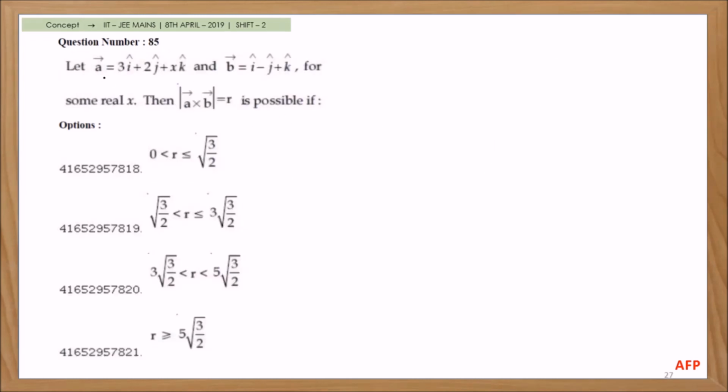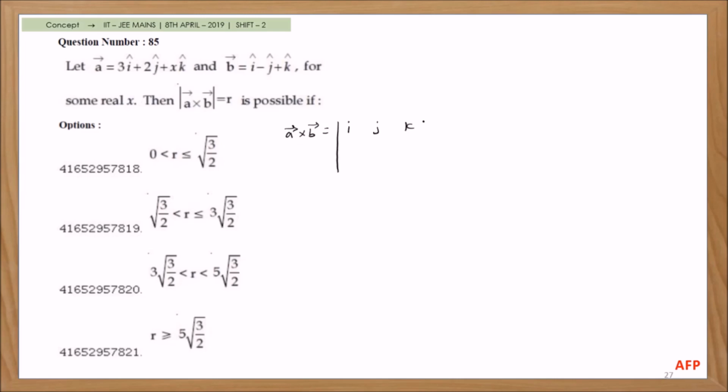Next problem: vector A is given, vector B is given for some real number x. The magnitude of A cross B is equal to R. Which option gives the condition on R is possible? To find the condition of R, first we will find A cross B. A cross B is nothing but a determinant.